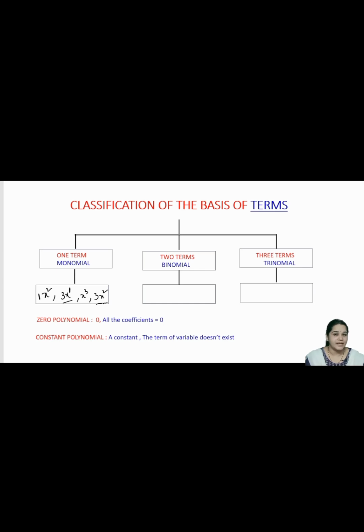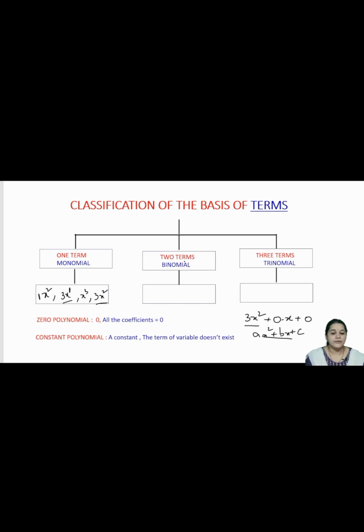I'll explain in detail. If we consider the polynomial 3x square, we can write it as 3x square plus 0 into x plus 0. So it is of the form ax square plus bx plus c. So 3x square is, of course, a polynomial, but we can see only one term, so it is called a monomial.